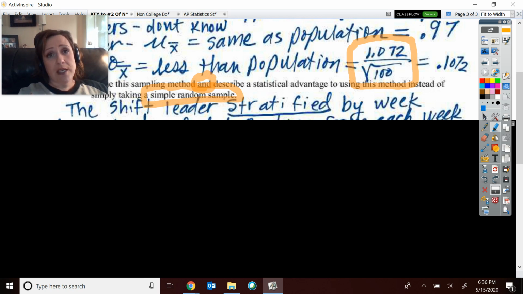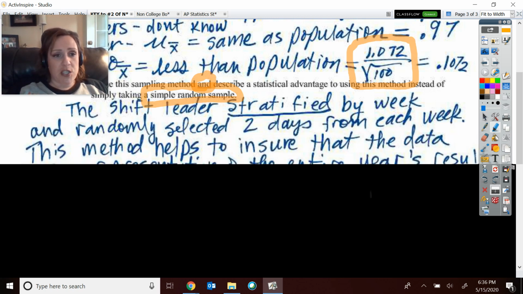It's similar to when we did random rectangles, and we wanted to estimate the area of a page. We shook the rectangles so that we had the small ones up at the top and the medium ones in the middle and the large rectangles at the bottom. So therefore, we made sure we controlled, so we got some of the small, some of the medium, and some of the large to make sure we got that full representation of all of the kinds of rectangles, like here, all of the kinds of weeks. All right. The shift leader stratified by week and randomly selected 2 days from each week.